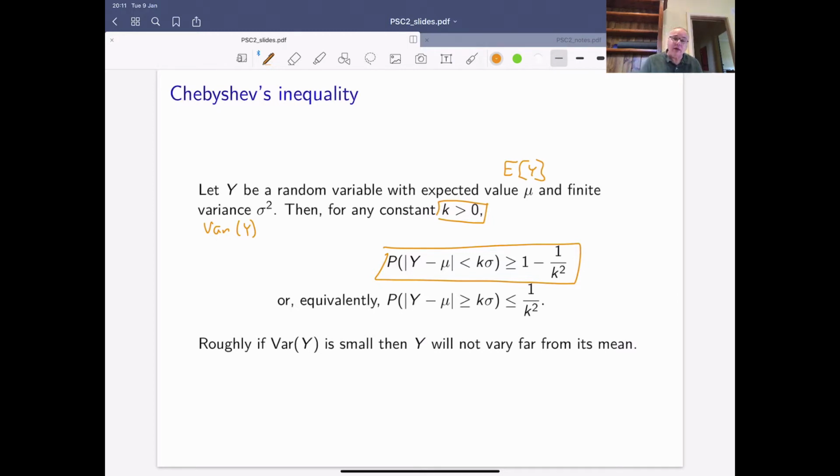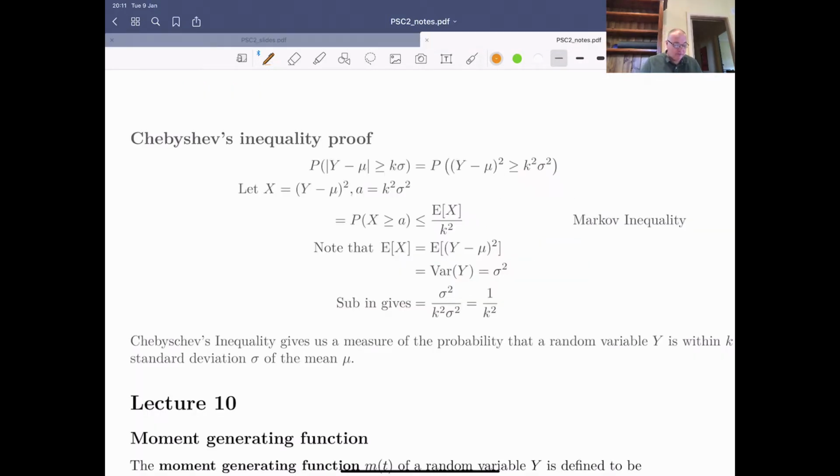So, again, like last time, we'll start with the proof, and then we'll do an example. So let's look at the proof first of all. Well, there's multiple ways of doing Chebyshev's. You might have seen some others, and there's a discrete version, there's a continuous version. But since we've just used Markov's inequality, let's see if we can use that.